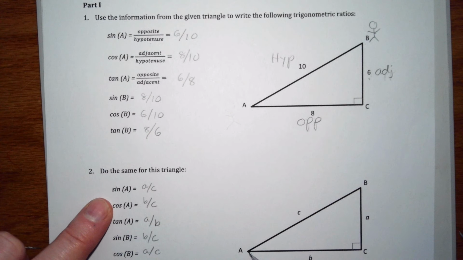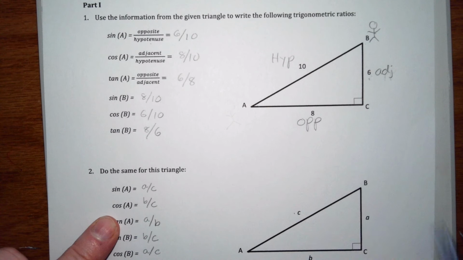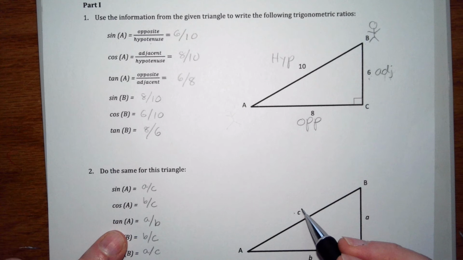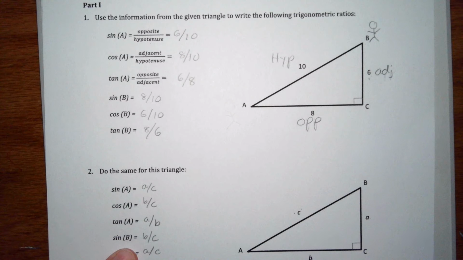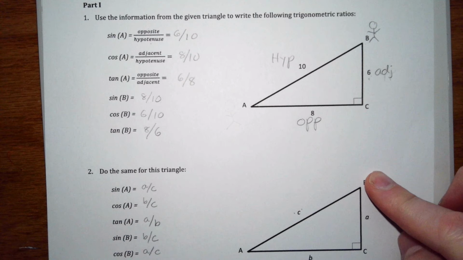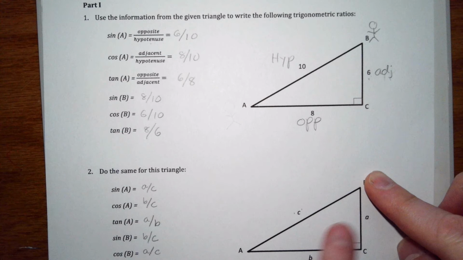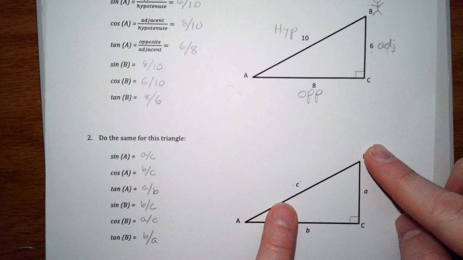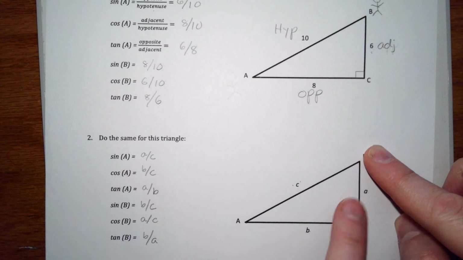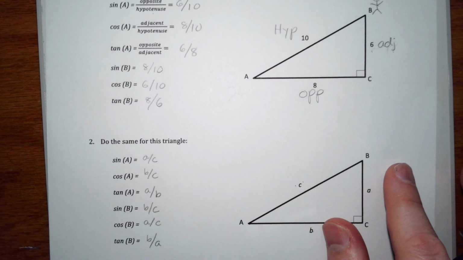Sine of angle A is A over C. Cosine, we have B over C. Tangent, opposite over adjacent, so A over B. Sine of angle B, okay, so now we're over here. We have B over C. Cosine of B, A over C. And lastly, tangent, B over A. Okay, so it changed things.